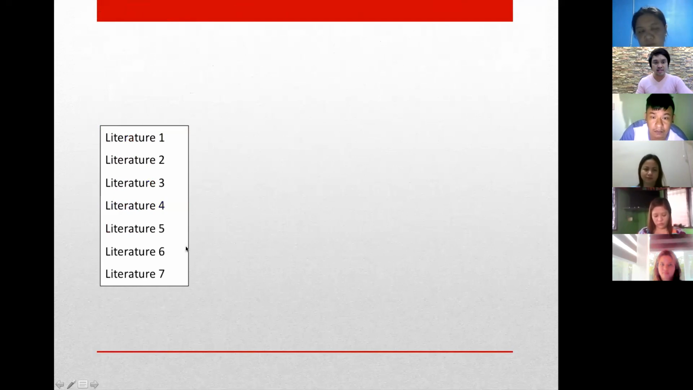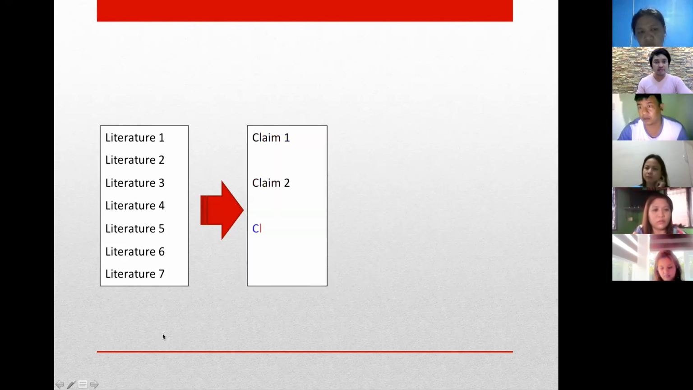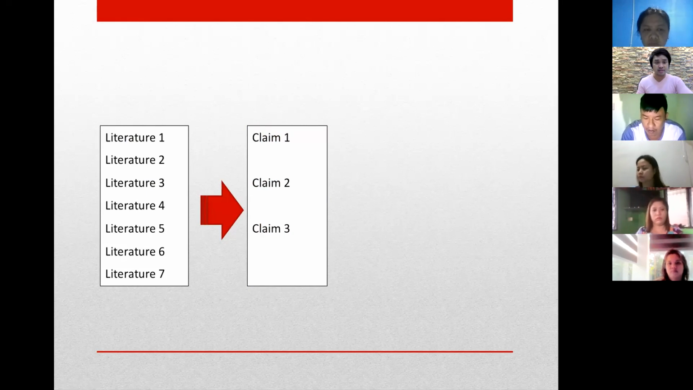So it is important that when you do your quantitative research, you need to read a lot of literature. Because when we develop our claims or hypotheses, it must be coming from the literature. The literature can give you a lot of claims or hypotheses. However, these claims or these hypotheses may be contradicting with one another.